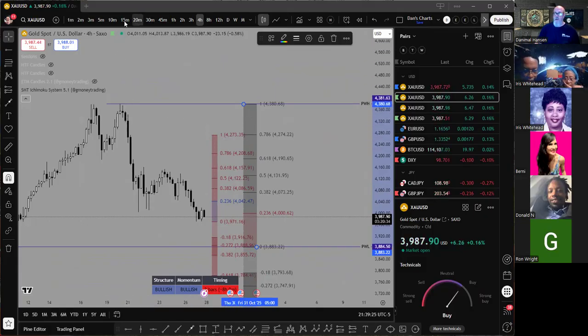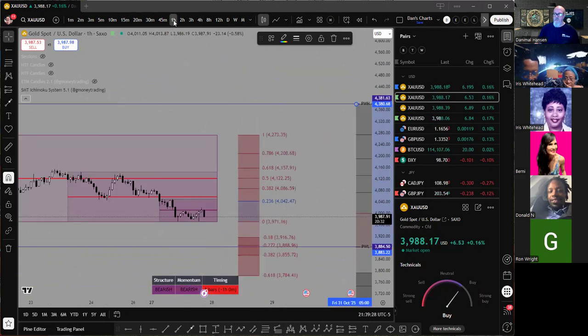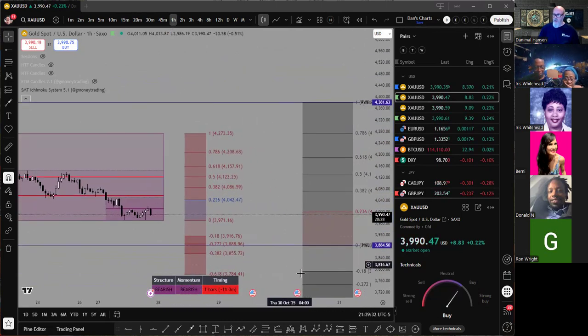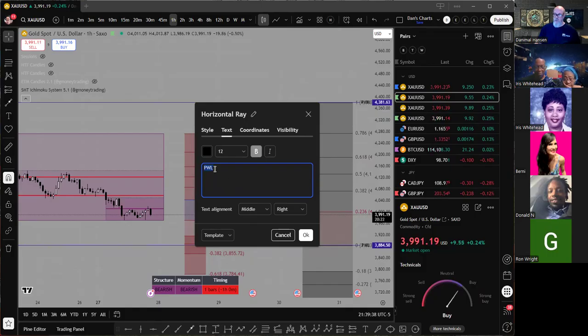So on the 1 hour time frame, our fib is still good. We still haven't hit the 2 week previous low. This is 2 week previous low, 2 weeks.